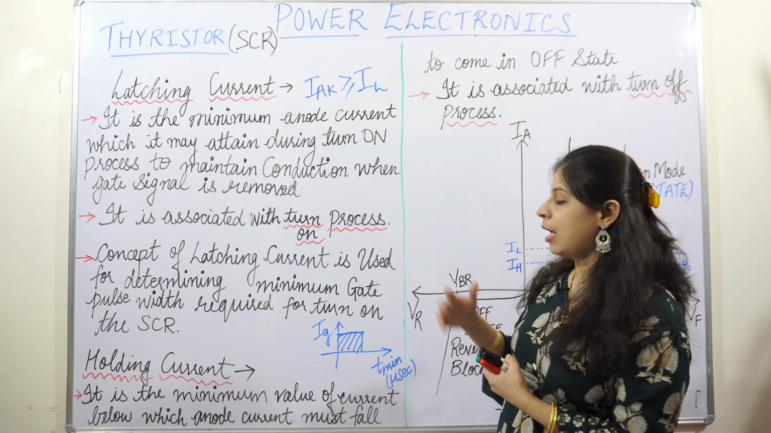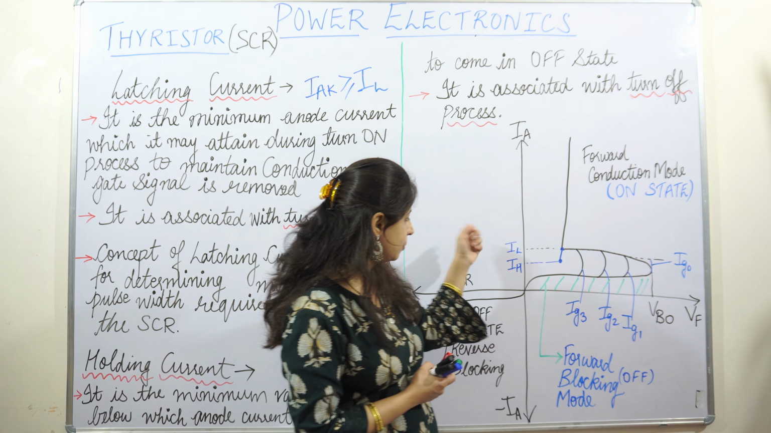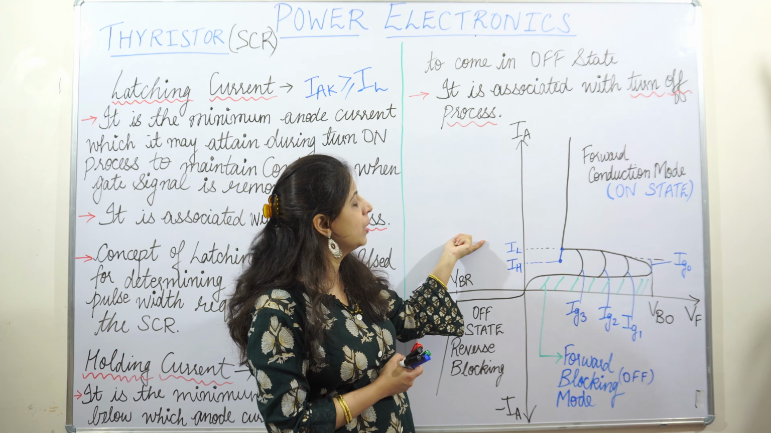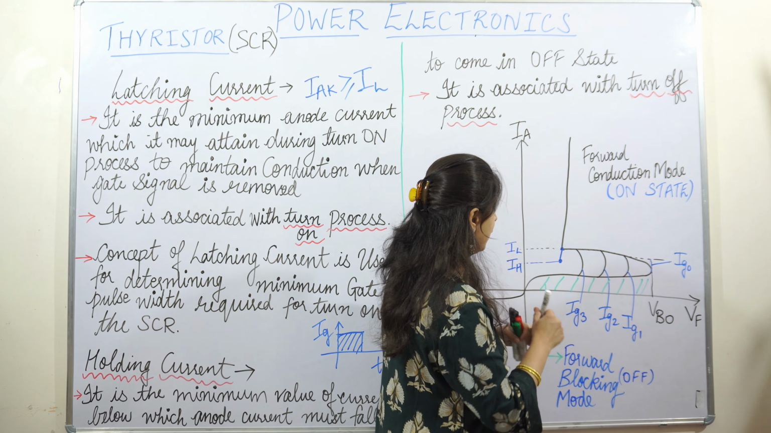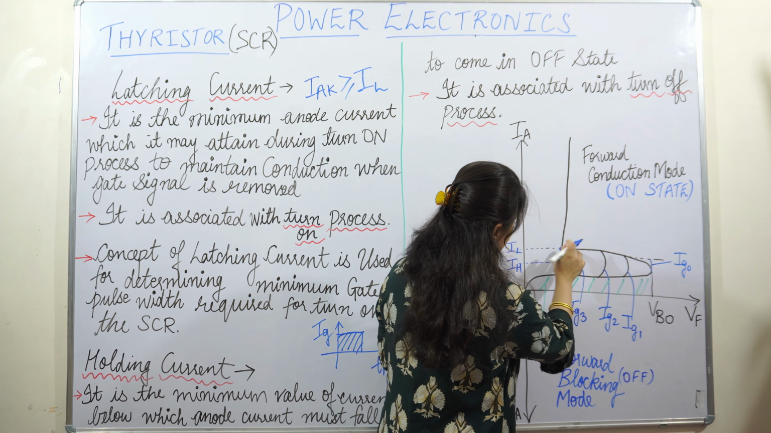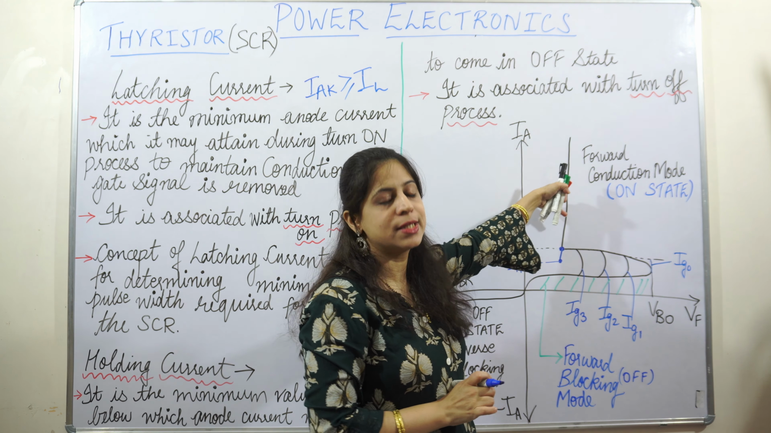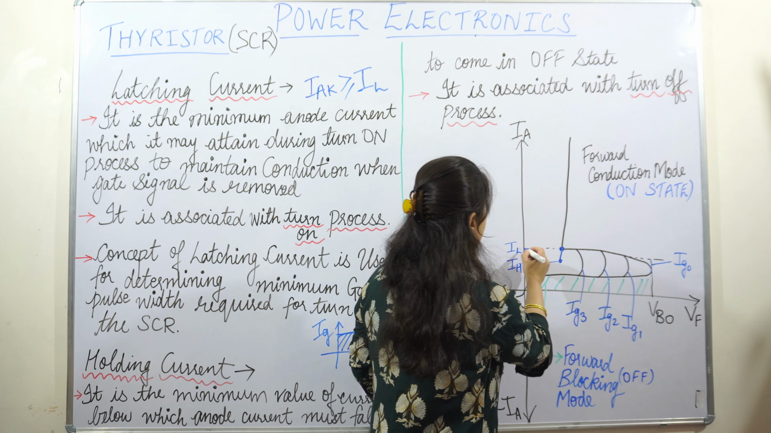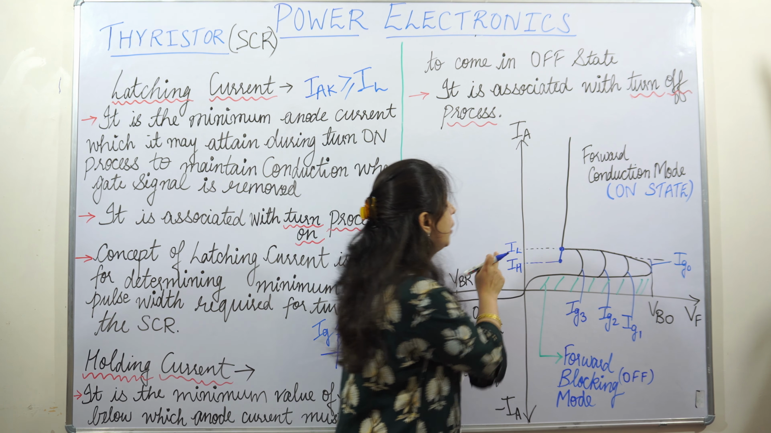Then the second current is the holding current. Let us first look where the latching current will be depicted in the VI characteristics of the SCR. So here is the latching current. So it is the minimum amount of current and beyond which the SCR is in the turn on state. So it is the minimum amount of current. It is depicted over here. This is the latching current.